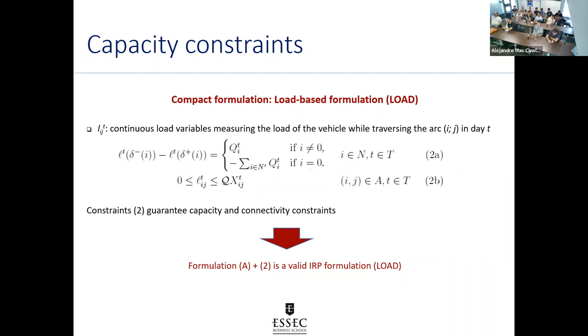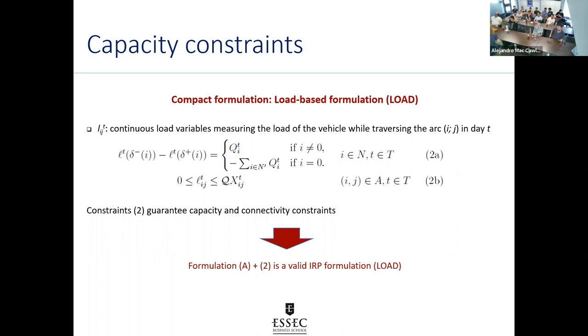So in practice, what they say is that when I visit a given node, I reach this node through a vehicle which has some load on board. Then if the node is a customer, I deliver the quantity to the customer. So the load when leaving the customer is the load that I had before minus what I delivered. If instead the vertex is the depot, then when I leave the depot, I have to have on my vehicles the entire quantity that I want to deliver to the customers.